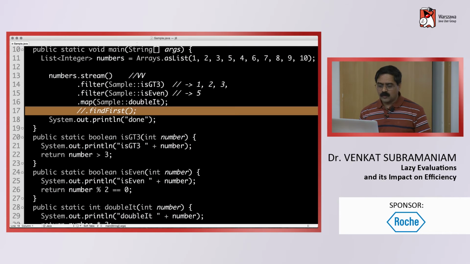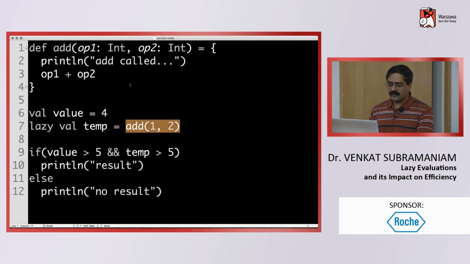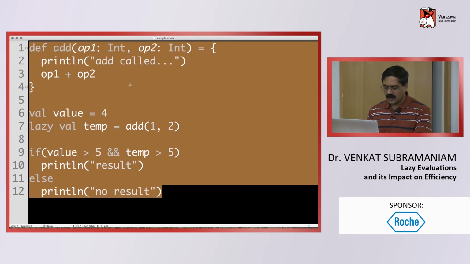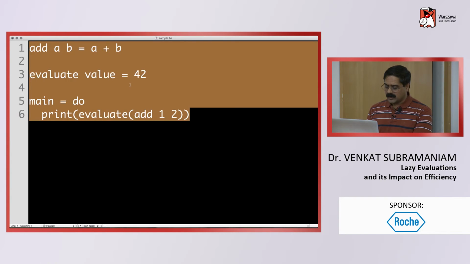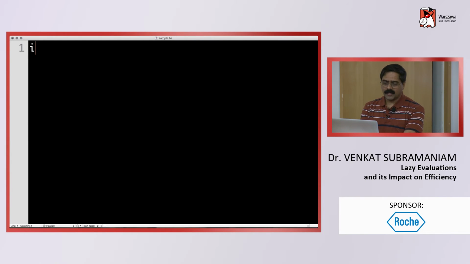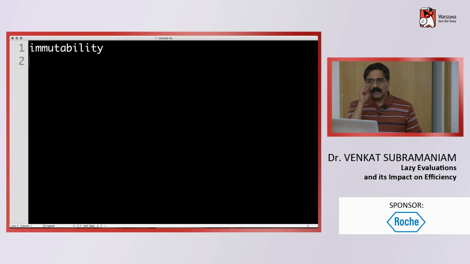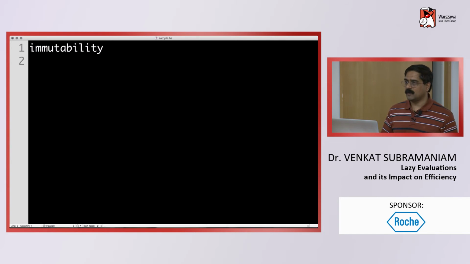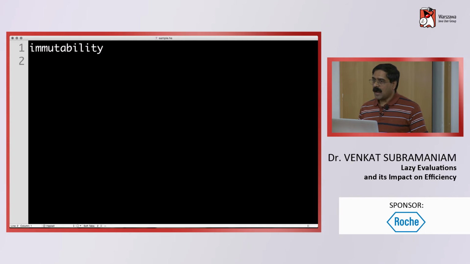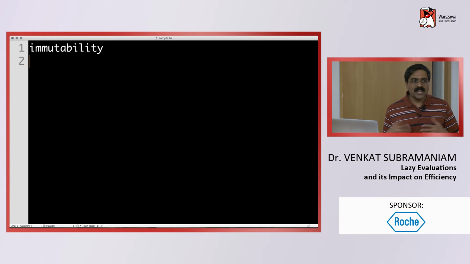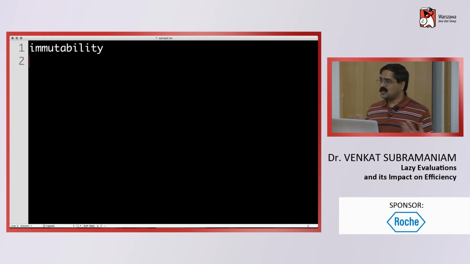Now, I mentioned a few things, and I want to reiterate a few things before we go any further, because I think it's important to think about these things. First is immutability. So what does immutability really mean? Immutability means you are not going to modify a variable once you create it. And functional programming languages enforce immutability.